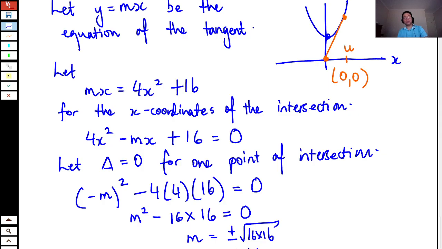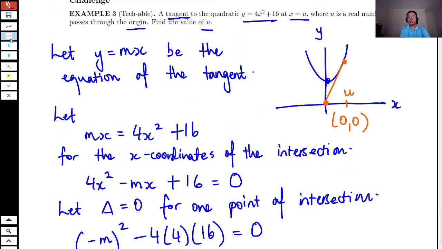Now, I got two solutions. I got positive 16 and minus 16. Let's see whether this makes sense. If I go back to my picture, it should be clear that if I draw another graph, another tangent, reflected about the y-axis, I get the same thing happening. So if there's a positive u value, there's a negative u value that also works as well. So yes, there should be two solutions.